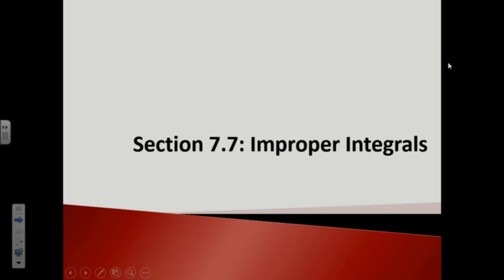Section 7.7 Improper Integrals. In this section, we extend the concept of integral to the case where the interval of integration is infinite, and also to the case where the integrand is unbounded at some point on the interval of integration. These are called improper integrals.